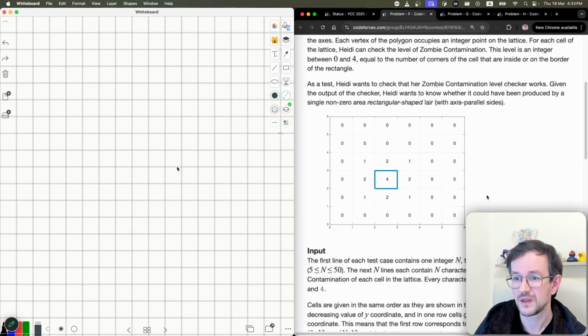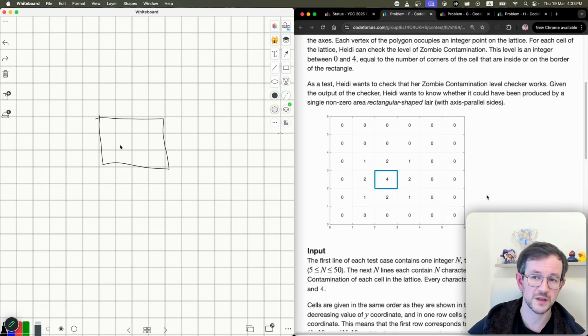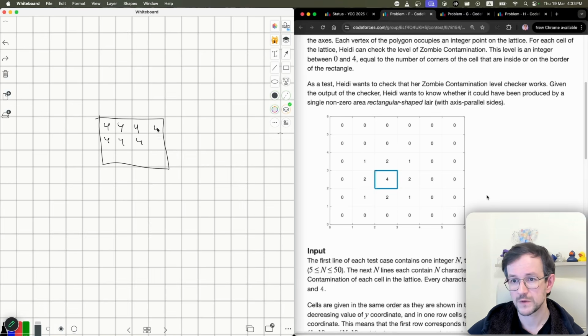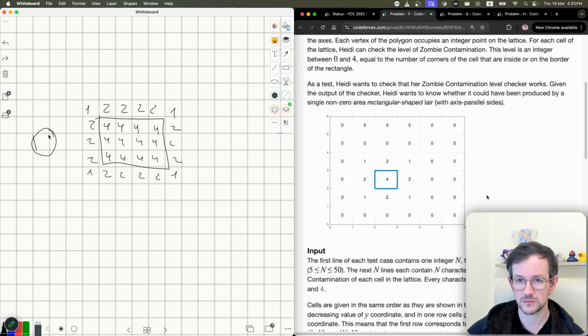Oh, okay. So if you have some rectangle, then what will happen? Every cell in the inside will have all four corners. So you have some rectangle of fours. Then here on the sides you have twos, and here on the corners you have ones. Everything else is zero. You have zeros everywhere else. So that's what you need to find.